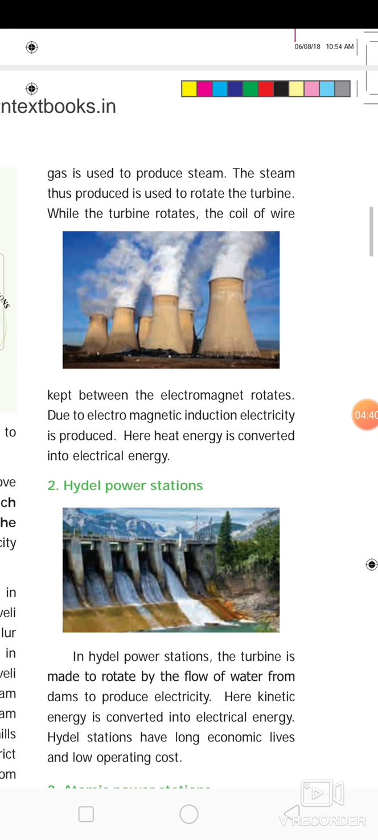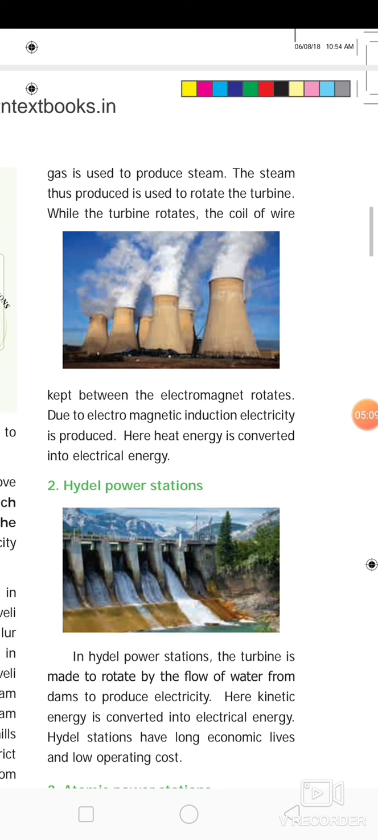This principle you will be learning in your 9th and 10th standard. Electromagnetic: in between the electromagnet, if the coil is rotated, electricity will be produced. That is known as induced current, induced EMF, induced electromotive force. Due to electromagnetic induction, electricity is produced. Here, heat energy is converted into electrical energy.